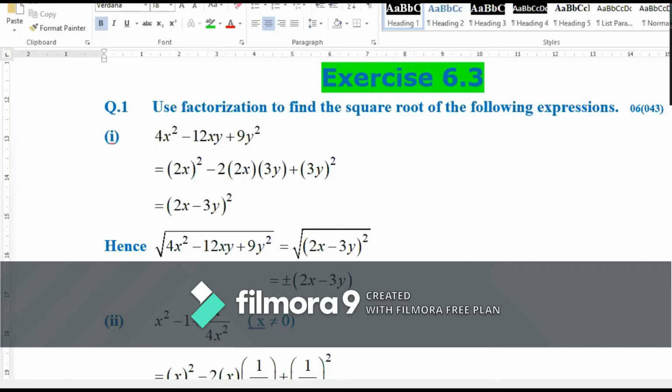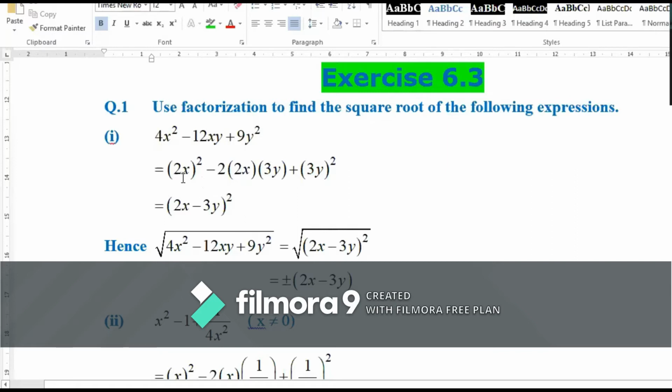In the very first part, the first requirement for factorization is that we should have a term that can be factorized in such a way that it becomes a perfect square. Only if it is a perfect square will we be able to find a square root. So if you look at the very first question, 4x square minus 12xy plus 9y square, it will first be factorized in the form of a perfect square.